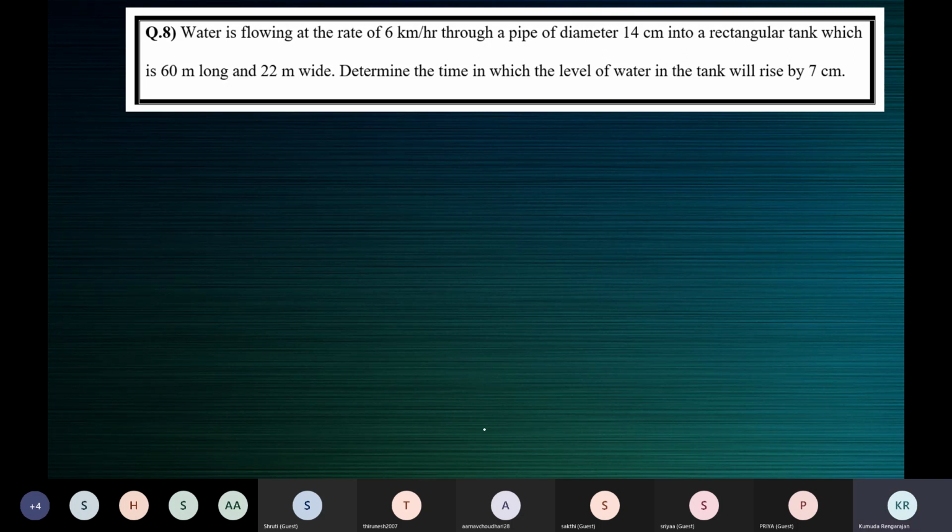Here the level of the water is given, 7 centimeters. You should find the time. How long will it take for the level of the water to rise in the tank by 7 centimeters?